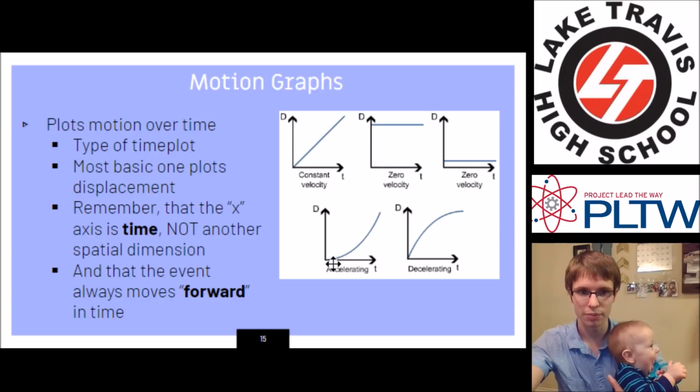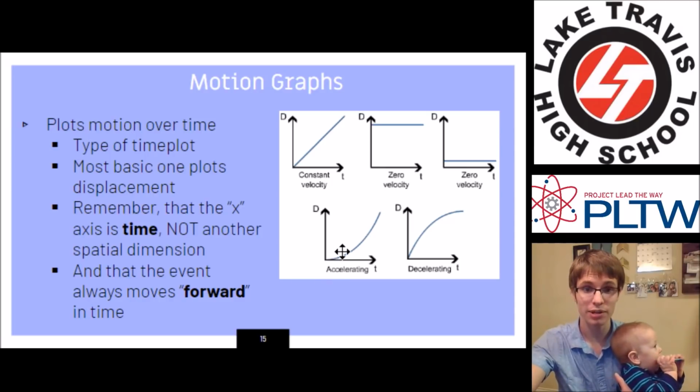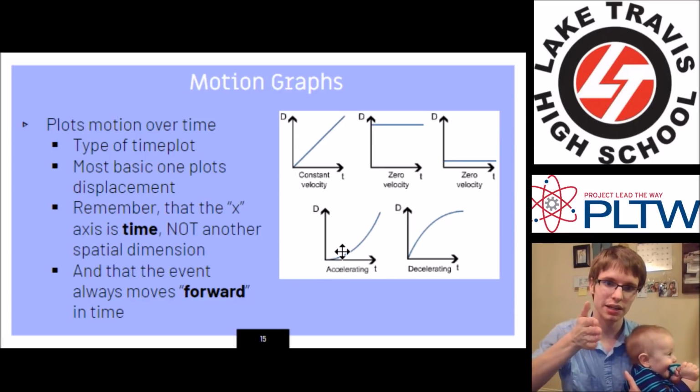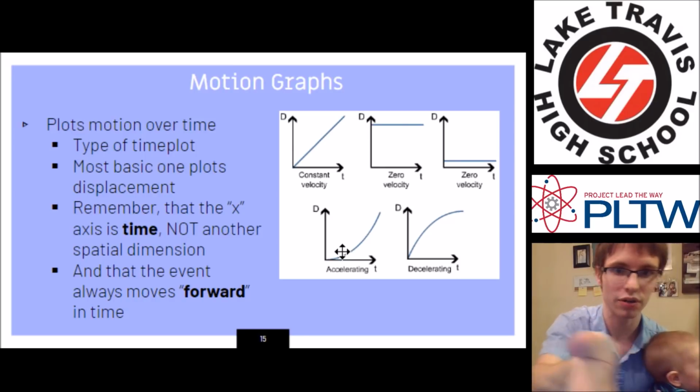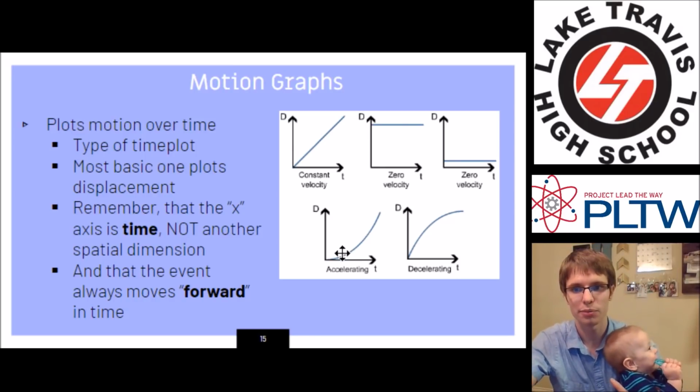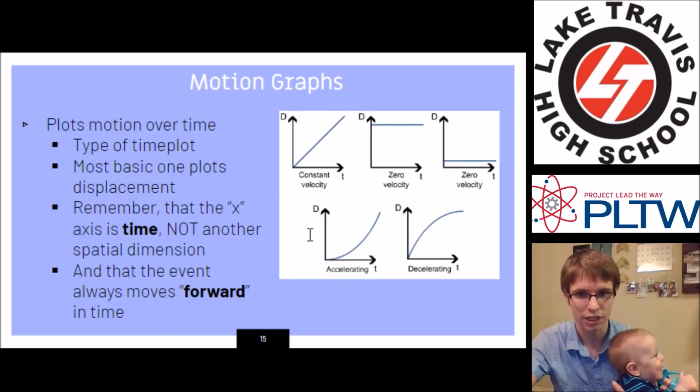It looks like you're making this arc path, but maybe not. Maybe you're driving in a straight line. You're just accelerating, going faster. And we'll get to that a little bit more later. But remember, the x-axis is not a spatial dimension. It always moves forward, always moves forward. And you end up with a function, actually.